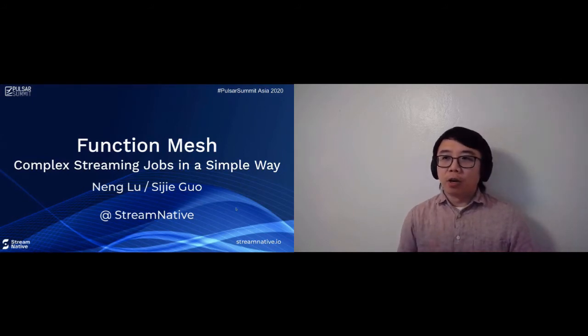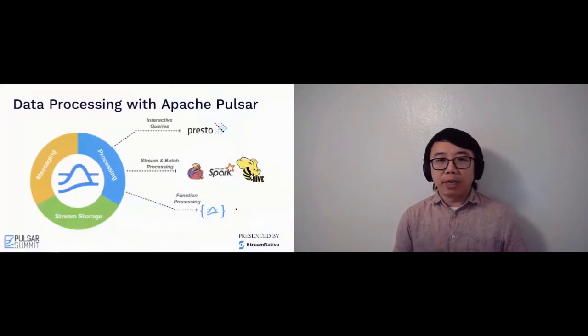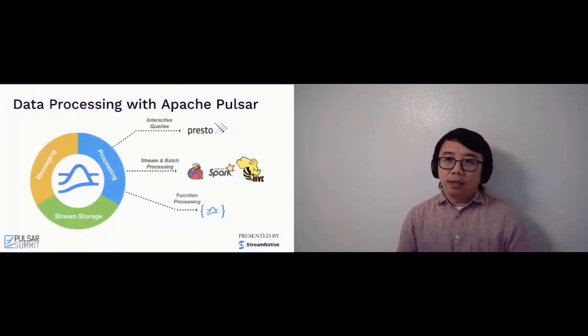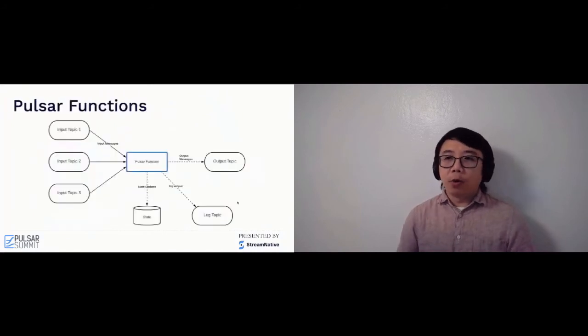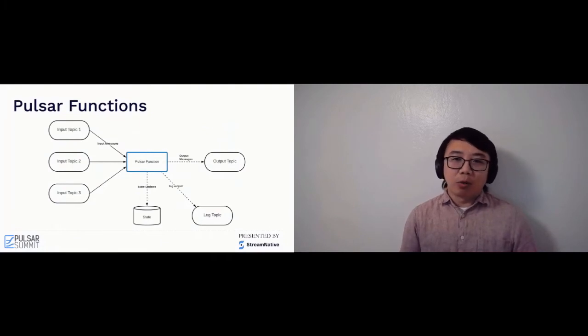As you know, Pulsar provides different mechanisms to do data processing. Pulsar integrates Presto for interactive queries, and it integrates with data processing engines like Spark and Flink for unified batch and stream processing. Besides them, Pulsar also provides a serverless lightweight event streaming framework called Pulsar Functions. For people who are not very familiar with Pulsar Functions, let me use a couple of slides to give a brief introduction.